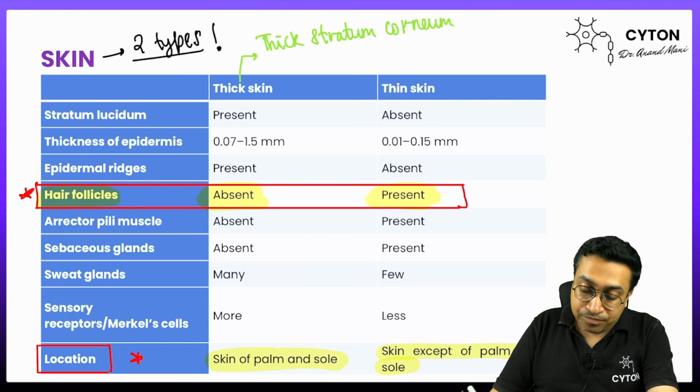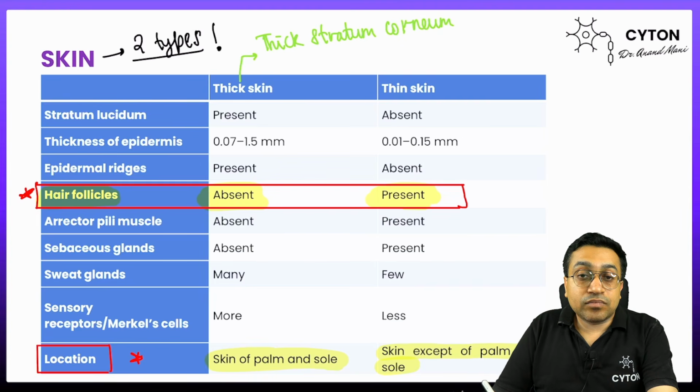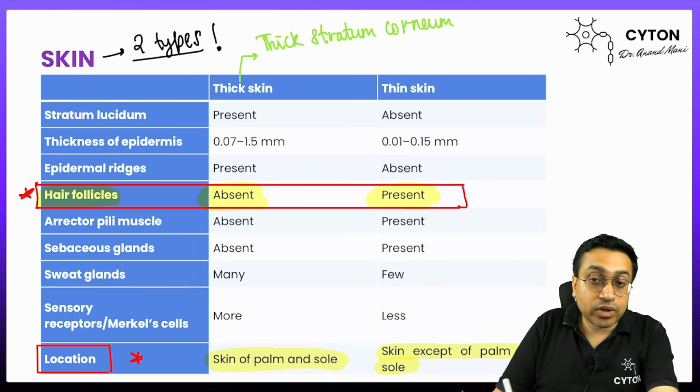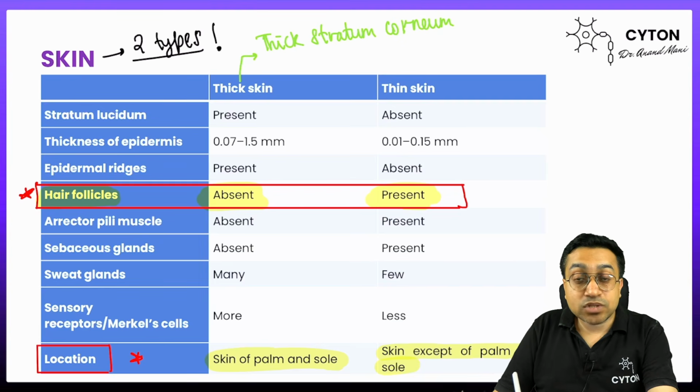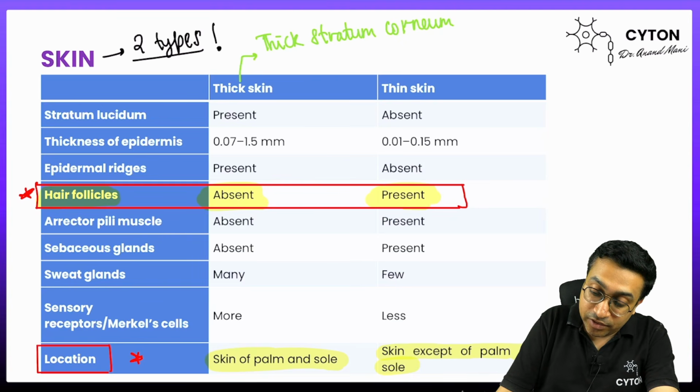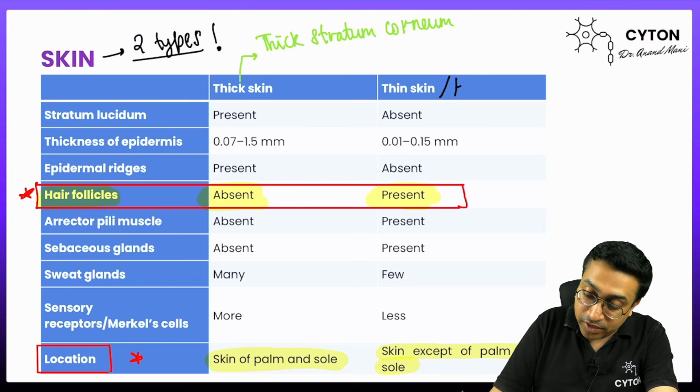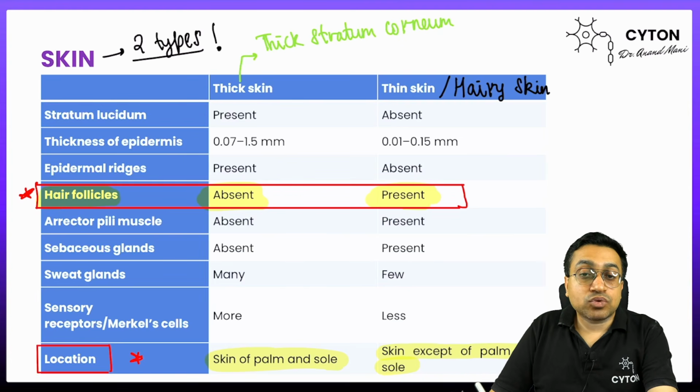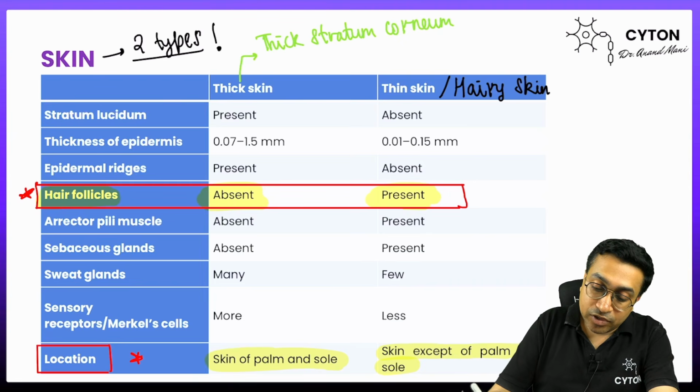Then another difference: in the thin skin, the epidermis is thin, obviously. The thin skin shows hairs. So I can write thin skin, or I can write hairy skin, right? So it is the skin covering all the parts of the body except palm and sole. So that will make the difference here. Rest of the differences you can just have a look.